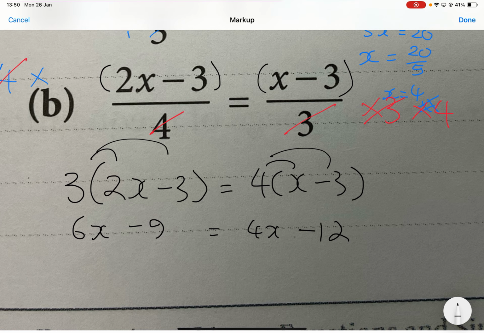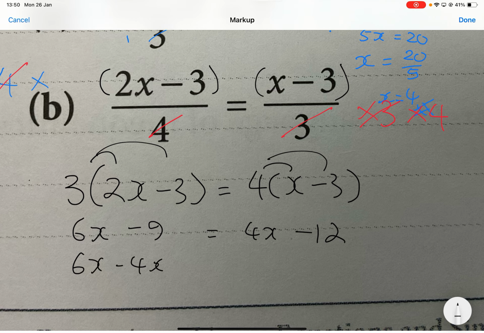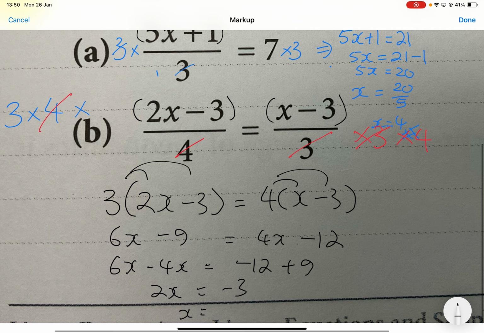Then, are you able to solve this? Put all the x on one side, put all the numbers on the other side. 6x minus 4x equals minus 12 plus 9. So 2x equals to negative 3. X equals to negative 3 over 2. Okay? Okay, go back, try to look at this example. Next lesson, then we continue with this kind of equation. Okay?